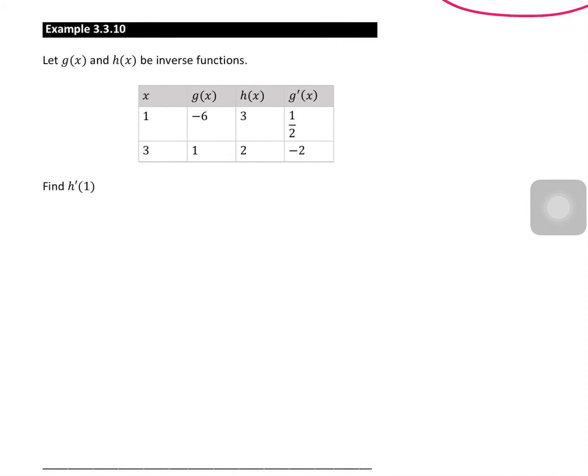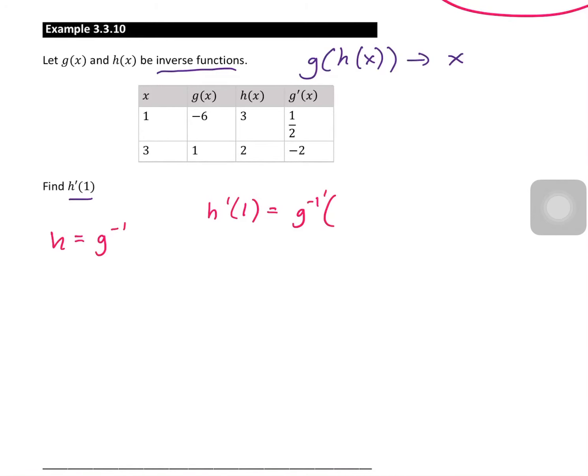Here's another example. Let g and h be inverse functions. So it says that they're inverses, so that means that g composed with h would just give me the original value x. Find h prime of 1. Well, since h is the inverse of g, then to find h prime of 1, that's equal to g inverse prime of 1. So that expression, of course, is 1 over g prime of h of 1.